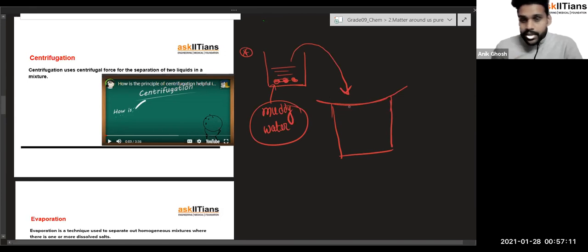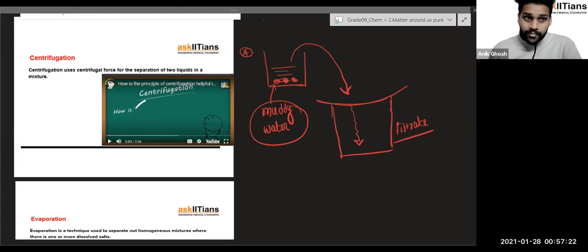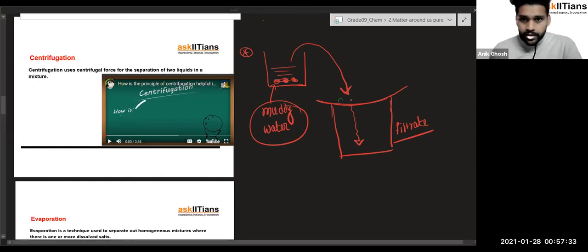So what would happen? The entire filtrate would be there in the beaker, right? And all the mud would be there as residue. Got my point? All the particles would not be able to pass through it, isn't it? You can take this as a strainer, or a filter, something like that. Now what would happen? The entire filtrate would be the pure water.